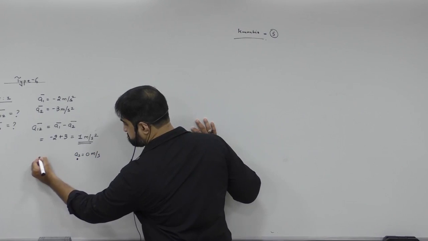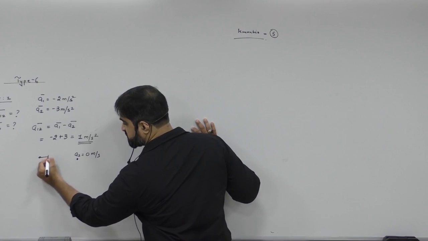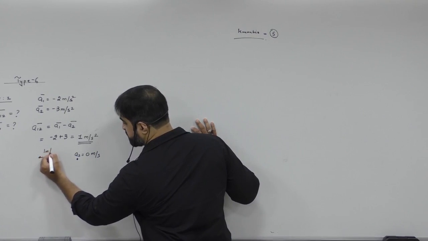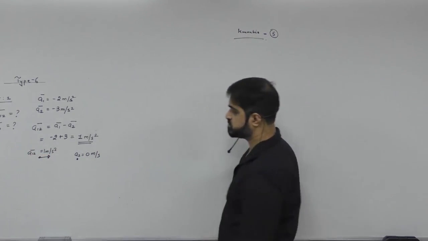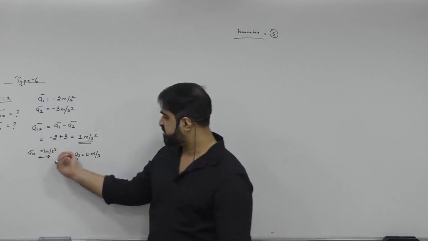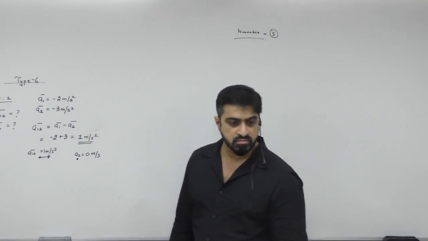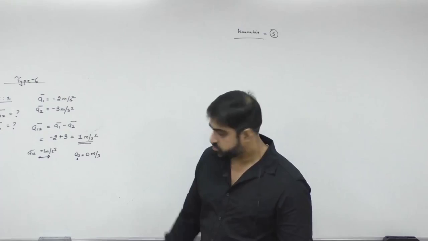And this guy, 1, is appearing to come near with 1 meter per second square. This is the acceleration of 1 with respect to 2. That is rest, will come near. Yes or no? Plus 1, no?